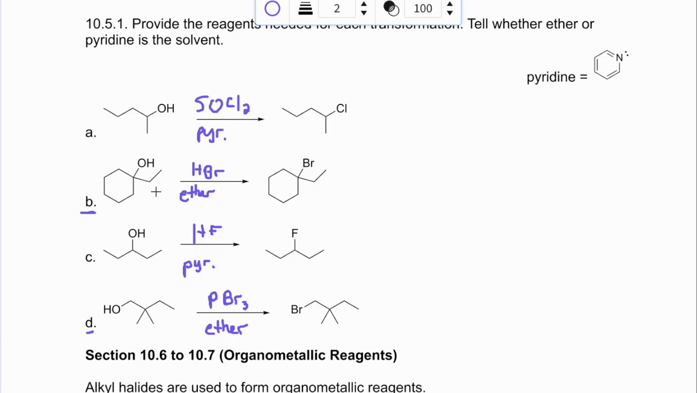This happens very readily on tertiary alcohols. You can do this at a very cold temperature. This you need a little bit more of a reflux temperature. Your book lists 35 degrees, so that would be refluxing ether temperatures for that one.